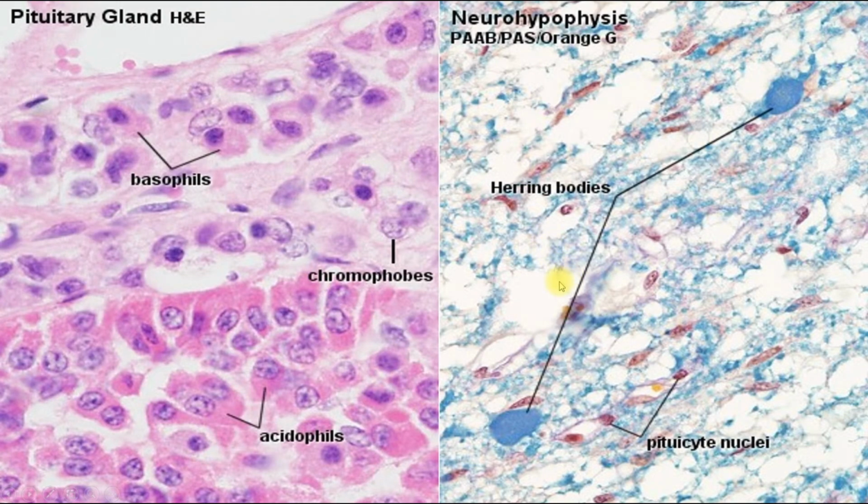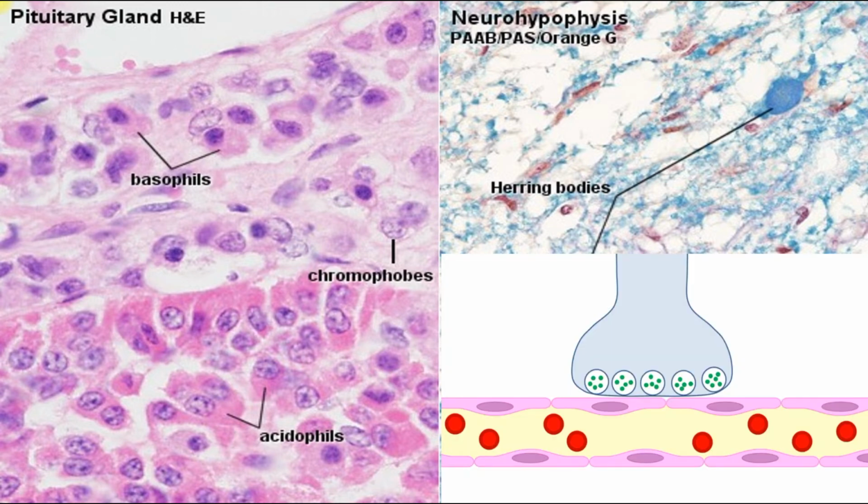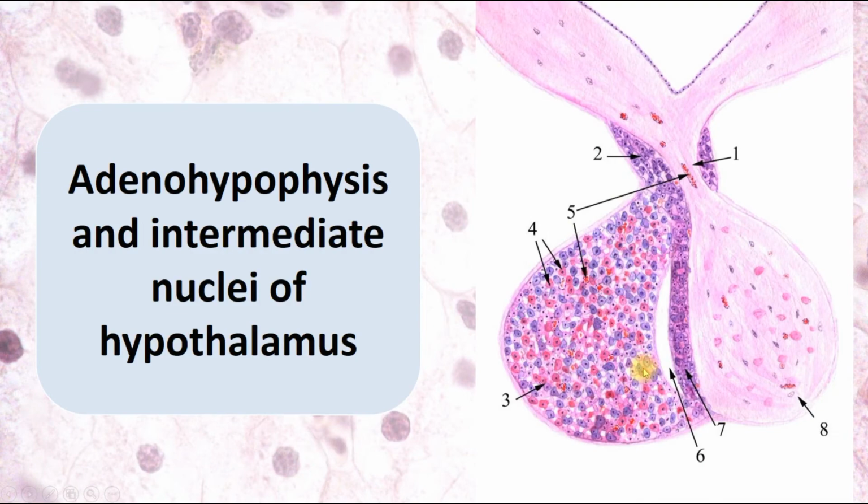Neurohypophysis doesn't produce its own hormones. Hormones of the anterior hypothalamus are released here. Own hormones in neurohypophysis are absent. It's the only place of release of vasopressin and oxytocin into the bloodstream.